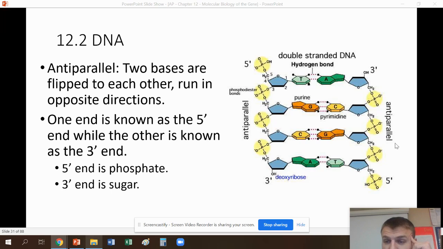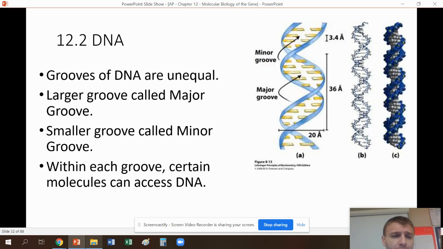On the opposite side, it runs the opposite direction. So you can see here we have 3 to 5, and it looks like it's going in the opposite direction. So these are anti-parallel, which is going to be really important going forward when we talk about replication, transcription, translation. I think that's the end for this chapter. Take a look. Oh, no, we have one more.